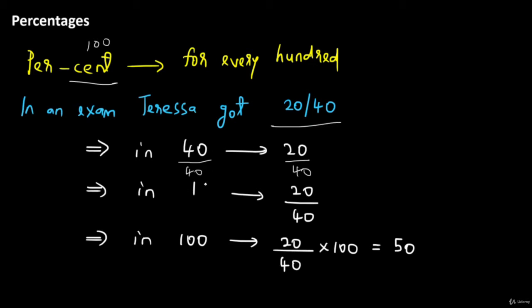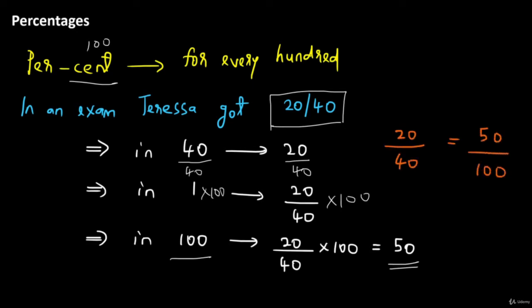How is that so? Over here, we know that if the exam was out of 1, she would have got 20 by 40 marks. And remember, 20 by 40 simplifies to 1 by 2 or 0.5, right? So in 1, she would have got 0.5. Now, if the exam is in 100, you need to multiply this with 100, right? So when you multiply this side with 100, you need to multiply this side also with 100. That's how you get 20 by 40 into 100 over here, which is equal to 50. So this means that 20 divided by 40 is equal to 50 divided by 100, right? So that's what we have established over here.